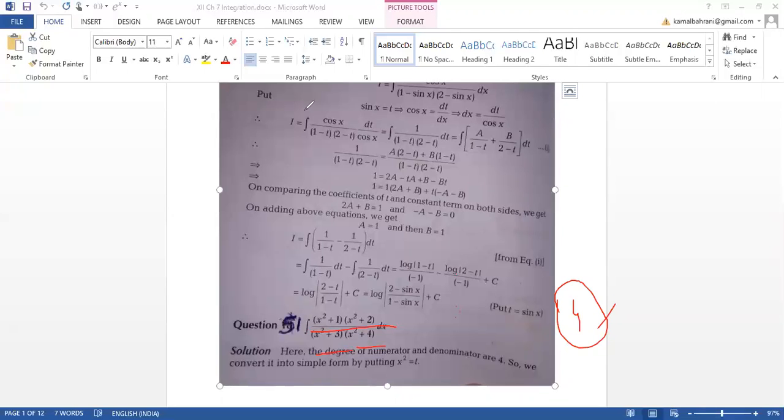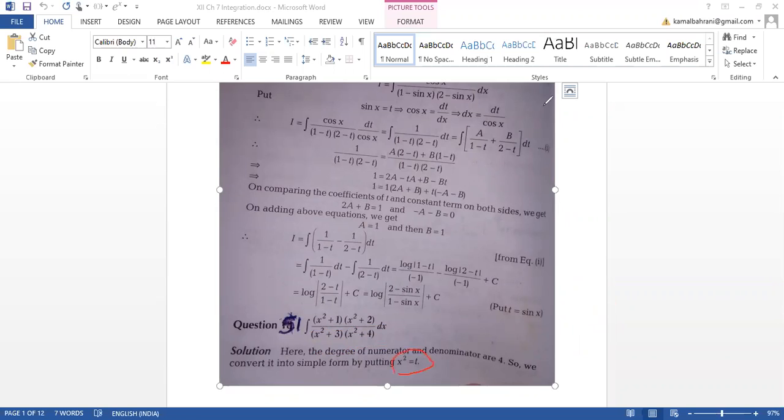In the numerator also you will get highest degree 4. Just you multiply x square into x square. What you will get? X to the power of 4 plus x square into 1 will be x square plus 2x square plus 2. So the highest degree in the numerator will be 4 and in the denominator will also be 4. So when we have the same degree in the numerator as well as the denominator, first we divide it.